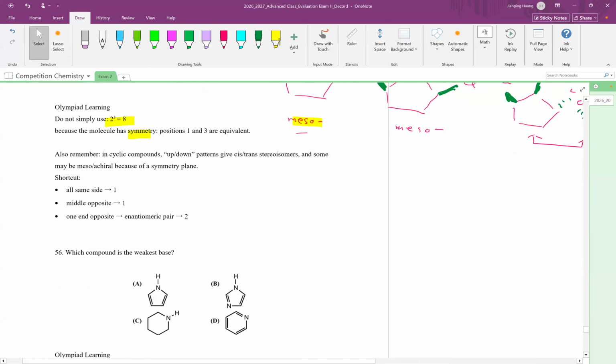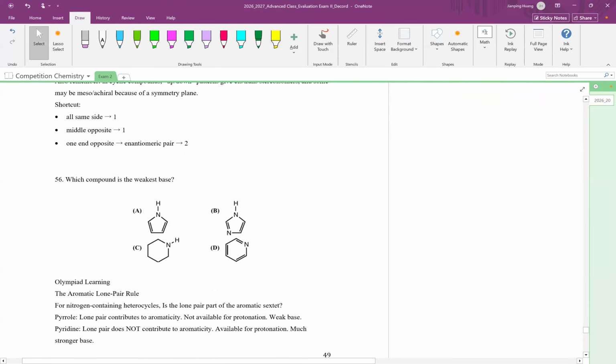Now, this one is easy. Did you remember? So what's this? And that one, this one is a pyrrole. This one is imidazole. This one is piperidine. This one is pyridine. And you look at what?